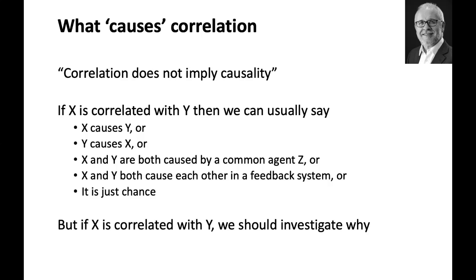But if X is correlated with Y in our data, we should investigate Y. We get too much data these days. It's really difficult to find the patterns. So we're looking for some clues. And if we see some strong correlations, we should go there and investigate. Is X causing Y or Y causing X, or are they both being caused by something else? Or is there a feedback loop, or is it just chance?